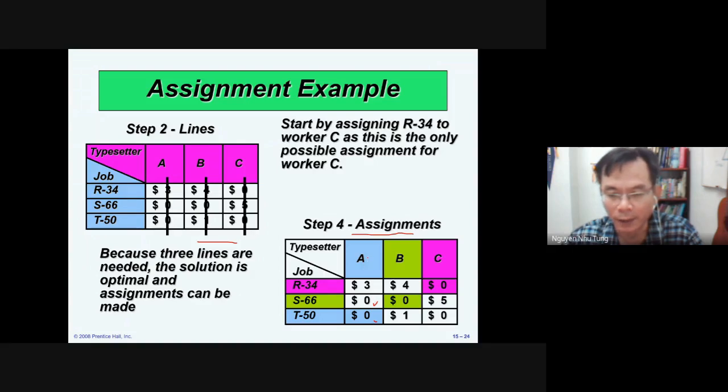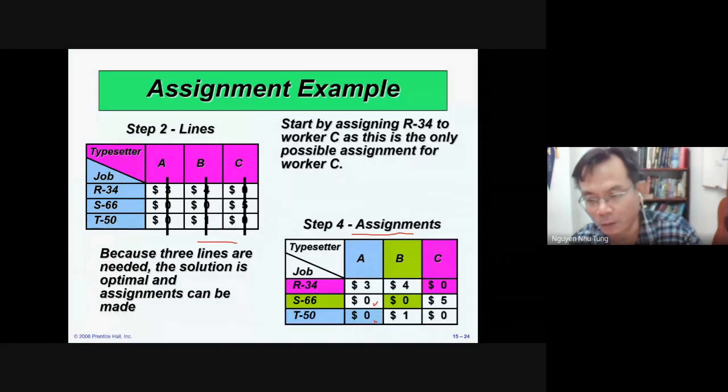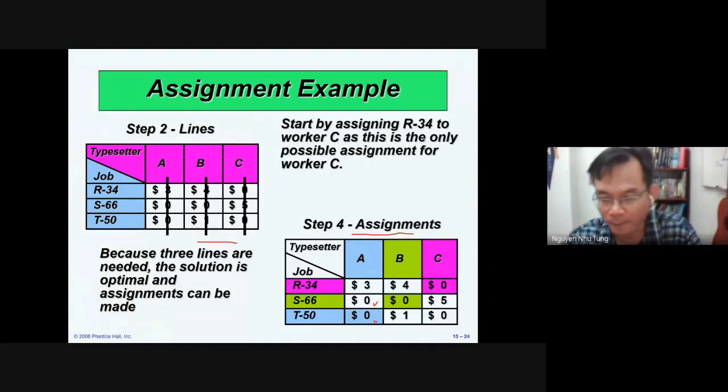Again, resource A can do S66 or T50. So which one is better? Which one is more economical? Which one is cheaper? We don't know yet. So temporarily you skip the assignment for A.